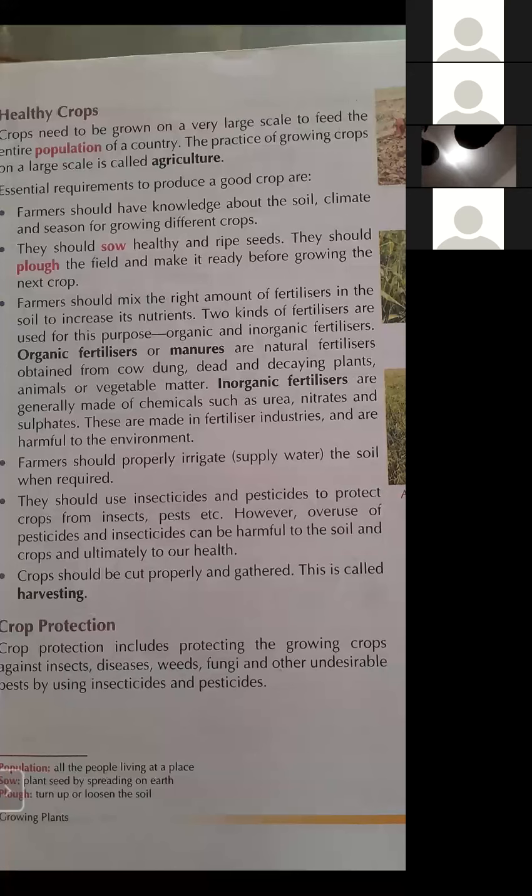So excess of fertilizers, meaning excess of inorganic fertilizers, is harmful for the environment. It can pollute water, and it can pollute soil. So excess of inorganic fertilizers is very much harmful.